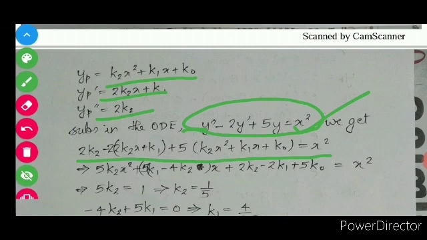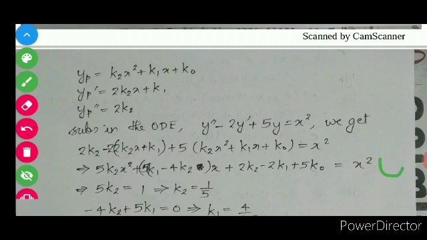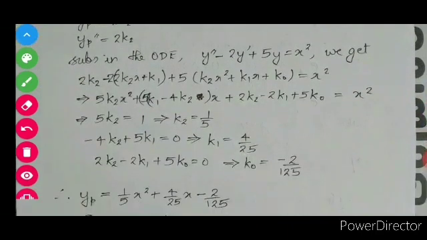Now what you have to do is equate coefficients on both sides. Remember the coefficient of x square on the right hand side is 1. The coefficient of x square on the left hand side is 5k2. So equating those two, you will get 5k2 equal to 1, or k2 equal to 1 by 5. Now the next term, on the right hand side there is no term involving x, so the coefficient of x is 0. But on the left hand side, the coefficient of x is 5k1 minus 4k2. So you have to take that as your second equation.